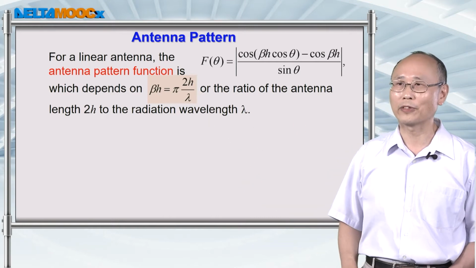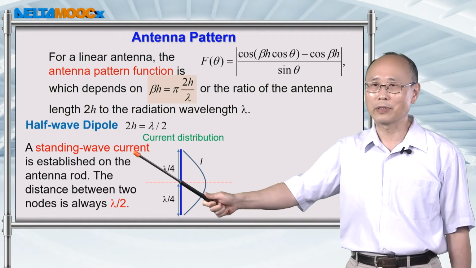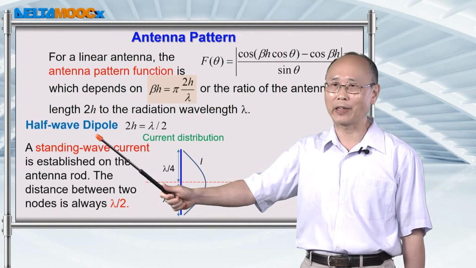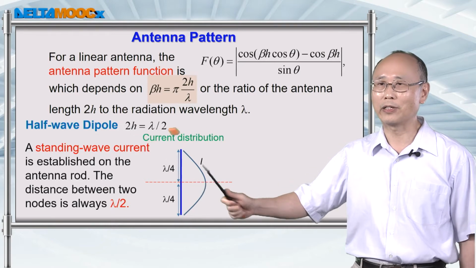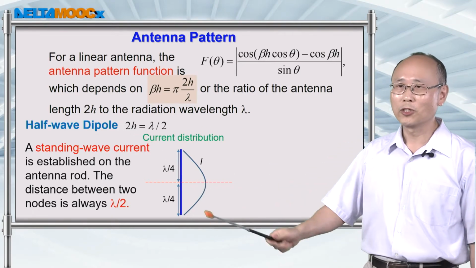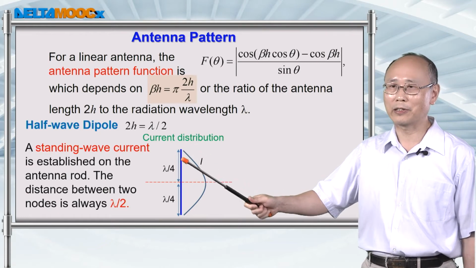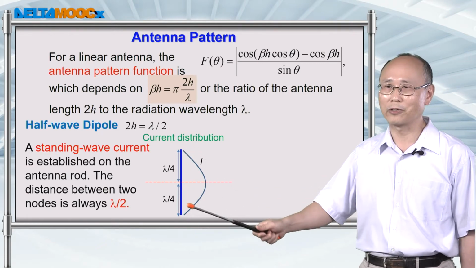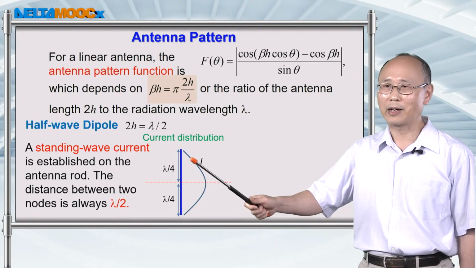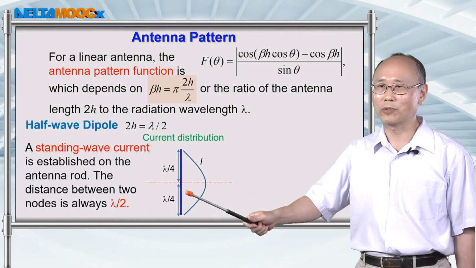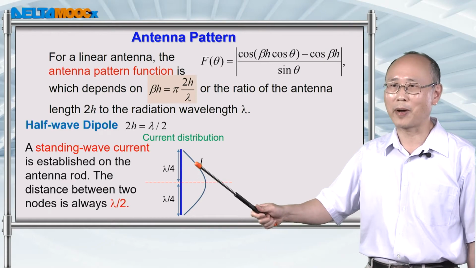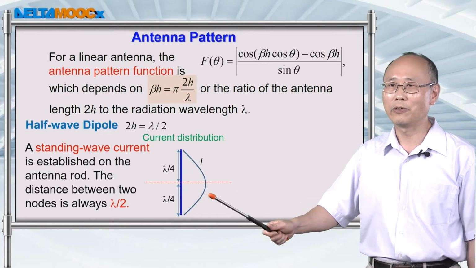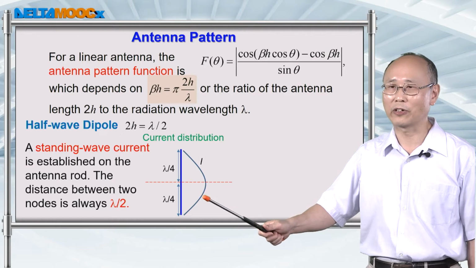to the radiation wavelength. So for example, let's pick up the half-wave dipole antenna as an example. For this example, the length of the antenna is equal to half wavelength. So you will expect that the current standing wave on this antenna rod will have a single standing wave lobe, and every point on this rod will have the same sign of the current. For example, you have the positive value of current at this point. You can also have the positive value of the current at this point.